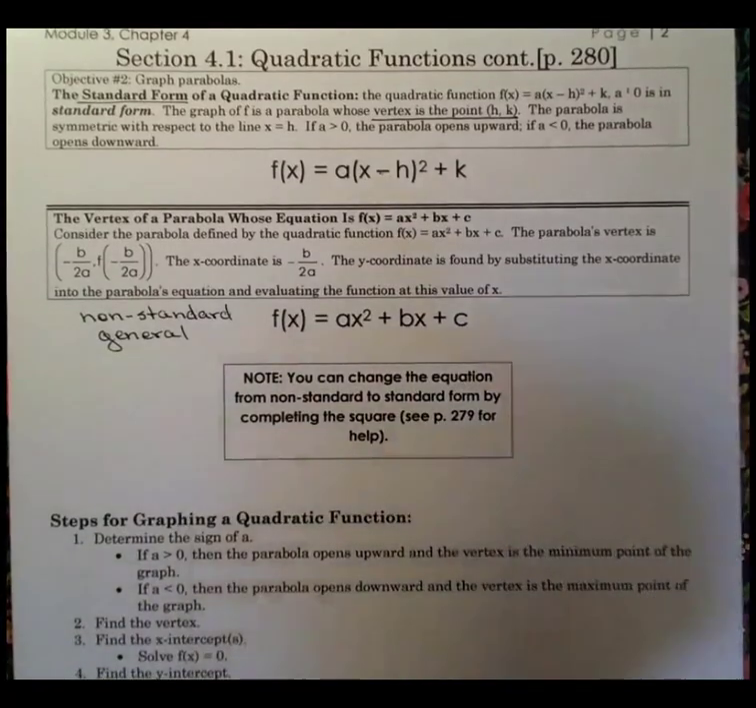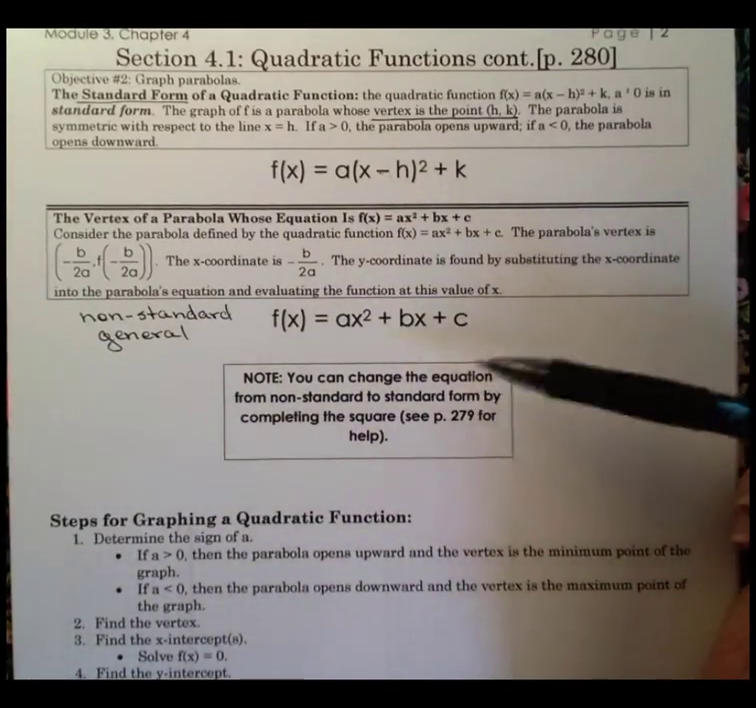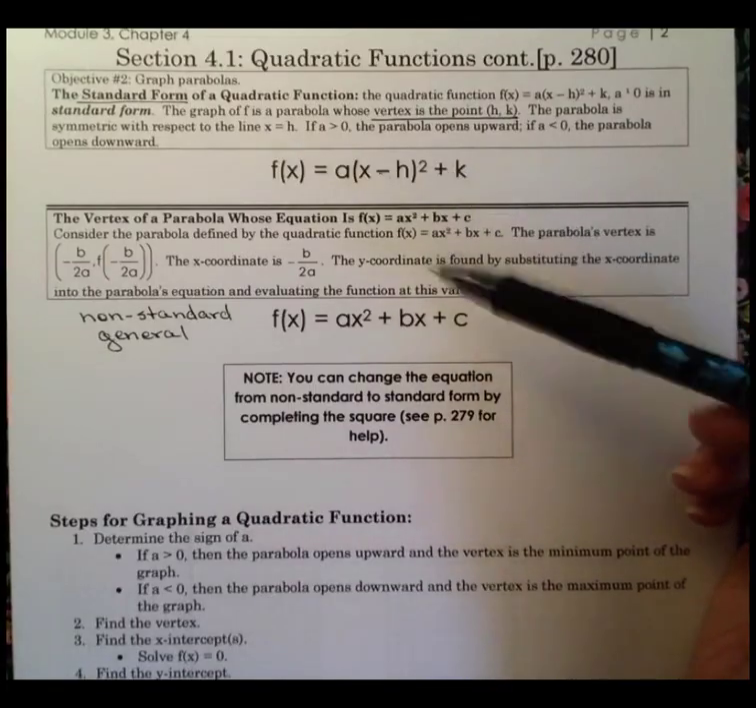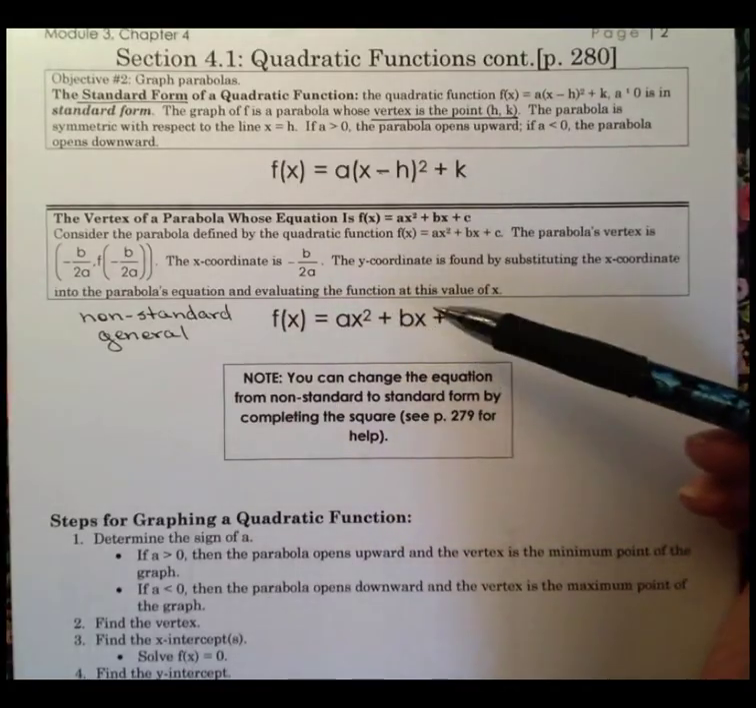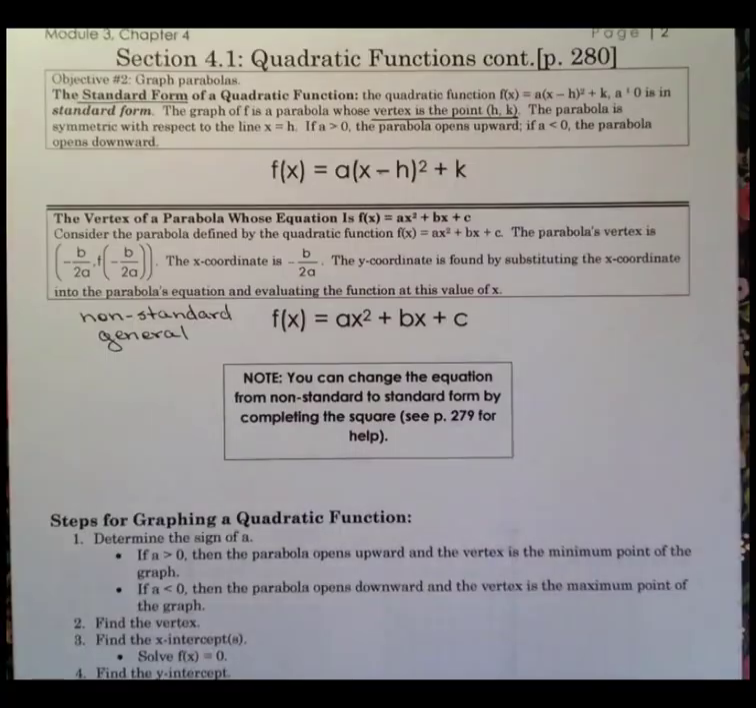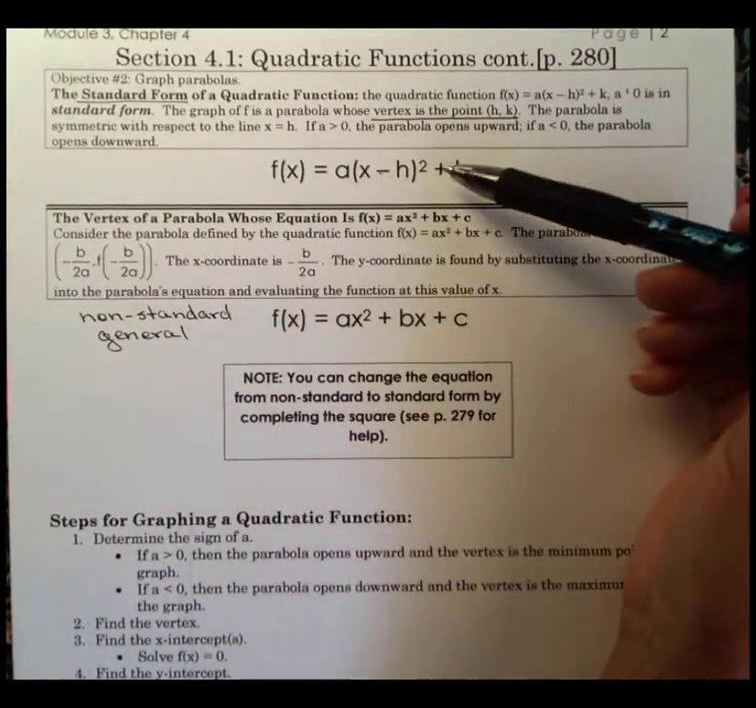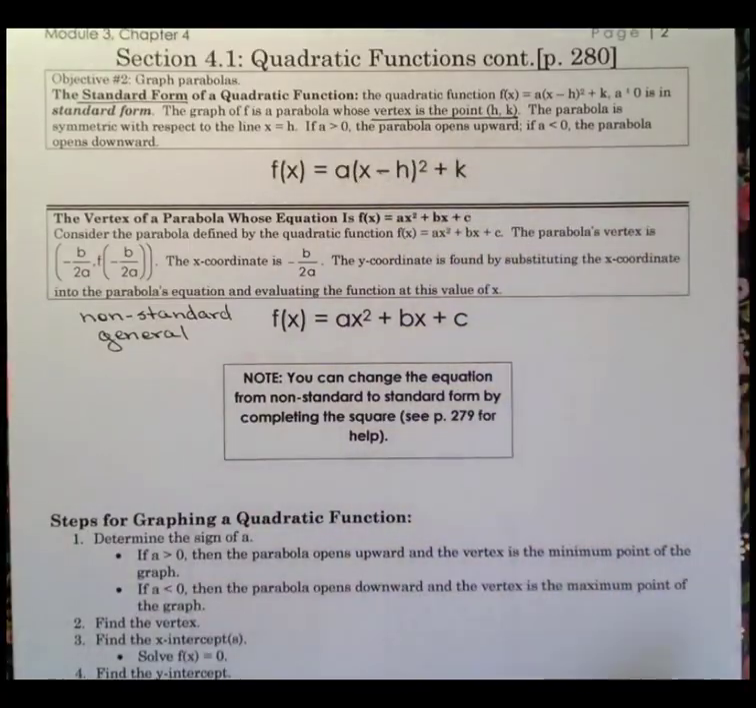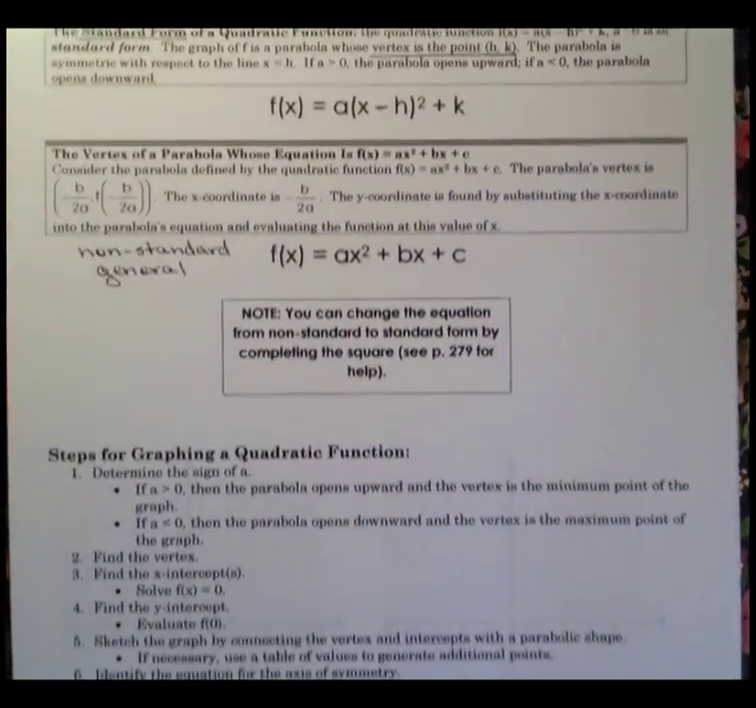Now, how would you change it from the non-standard form to the standard form? Well, you would simply do completing the square on just one side of the equation, and we'll look at that in just a few minutes. How would you go from the standard form to the non-standard or general form? Well, you would actually distribute this multiplication and then combine like terms.